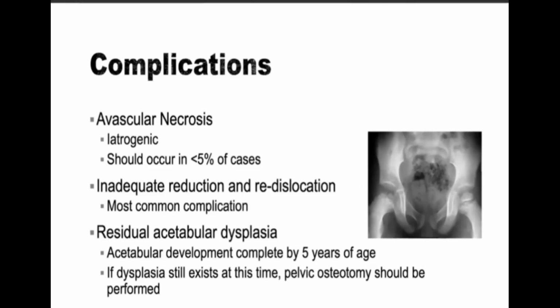The complications, again, can be avascular necrosis. This is more commonly iatrogenic, meaning that you're putting too much pressure on that head to get it reduced, or you're abducting them too far. That should be less than 5%. Another complication is an inadequate reduction or failure to hold your reduction in the cast and redislocation.